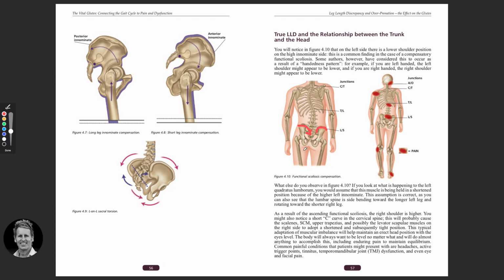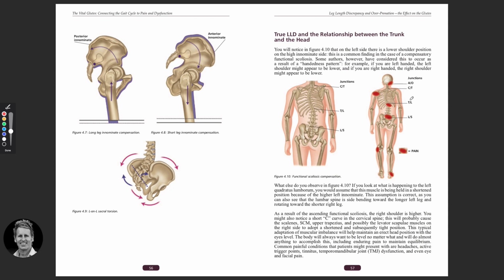Also further down, if you've got a long leg, it tries to bend its knee to shorten, and also on the leg, it tries to pronate as well. Why? Because it's trying to shorten itself. And on the short leg side, it tries to hyperextend the knee here, and then it tries to supinate the foot. So that's what we tend to have on that side. No doubt there are alternative compensations for that, and it has a knock-on effect.